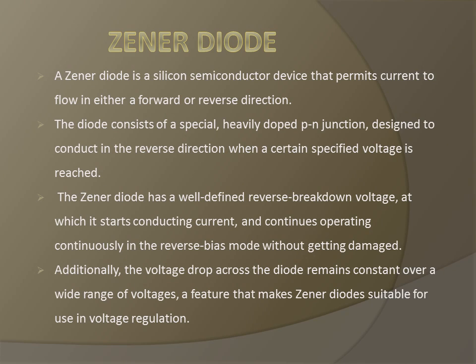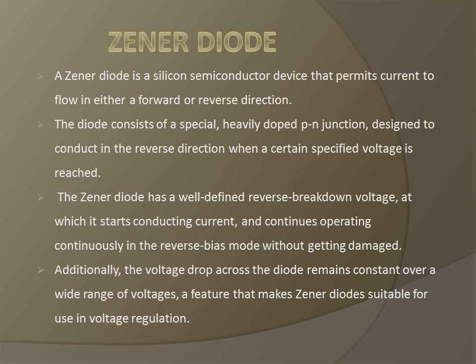This Zener diode has a specific unique characteristic which allows the current in both directions. It conducts current in the forward and in the reverse direction, and it is a silicon semiconductor device. The diode is usually a heavily doped p-n junction. The specification is to conduct the current in the reverse direction when a particular voltage is reached.